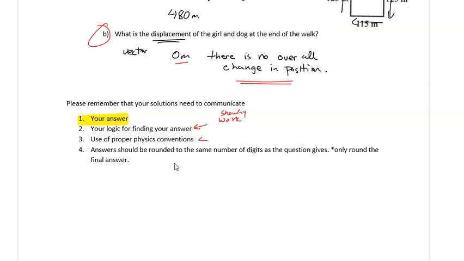Use of proper physics convention, this would include things such as units, arrows over formulas, etc. And your answer should be rounded to the same number of digits as the question given. Right? That deals with what we talked about in terms of significant digits.